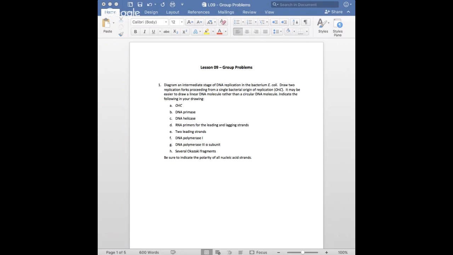And then the DNA primase. DNA primase is right after the DNA helicase, as you can see here. DNA primase works with DNA polymerase 3 alpha to create the leading and lagging strands, and it also synthesizes the RNA primer. Right here you can see the RNA primer coming right out of it.